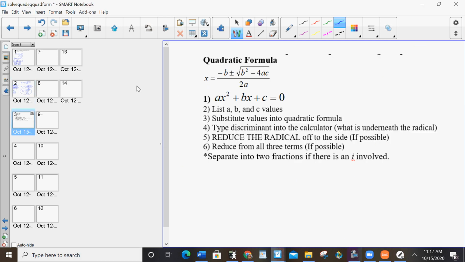So these are the steps for your quadratic formula. You want to put it into the same form as we do for factoring. Bring everything to one side. List your a, b, and c values. Substitute them into the formula.